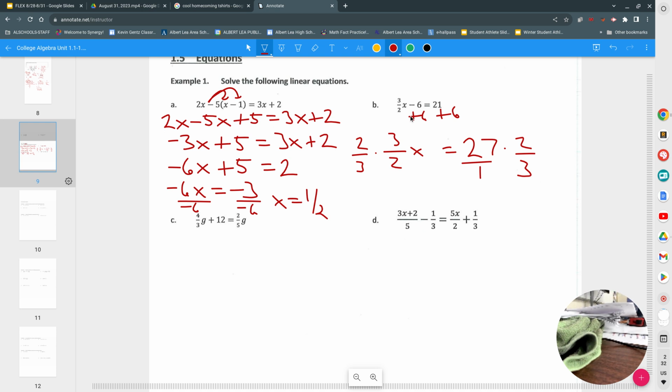Now, I still get to points where people are like, I don't know how to multiply that by 2/3. It's really not that bad. Watch. You can either take 27 times 2 and divide it by 3, or you can take 27 divided by 3 and then multiply it by 2. 27 divided by 3 is 9, times 2 is 18. So you can do it in either order you want. Multiply by the top, divide by the bottom.